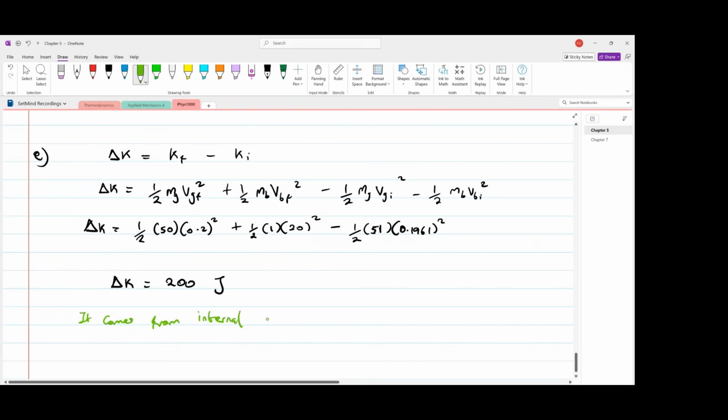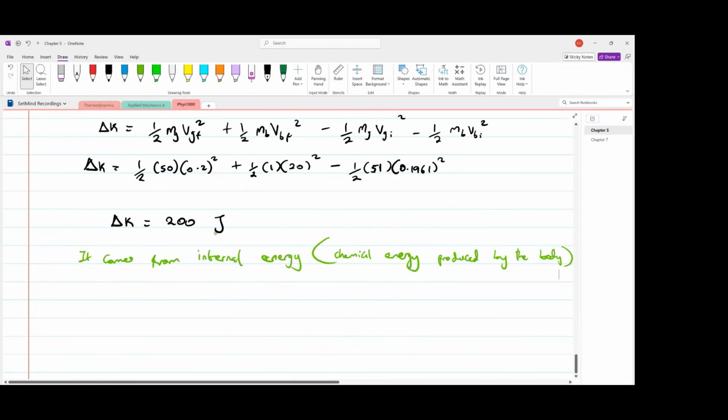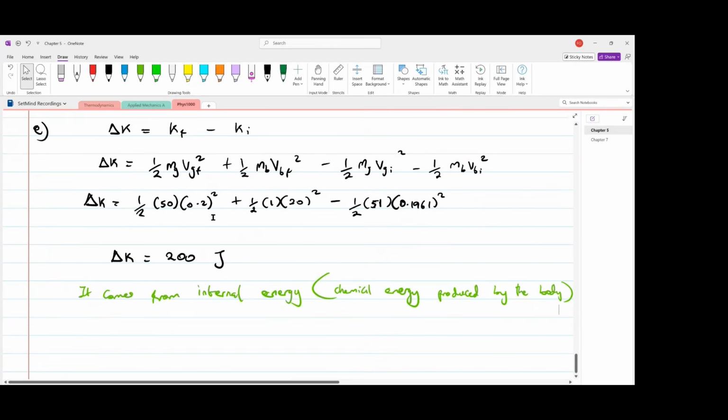Yeah. So depending on the marker, you should get the mark for just saying this. However, you can specify that the internal energy is just chemical energy produced by the body, right? Because when you eat food, you are converting energy. So this was an explosive scenario that we looked at, and we can see that energy needed to be injected or transferred into the system. Okay. So that's it for E.